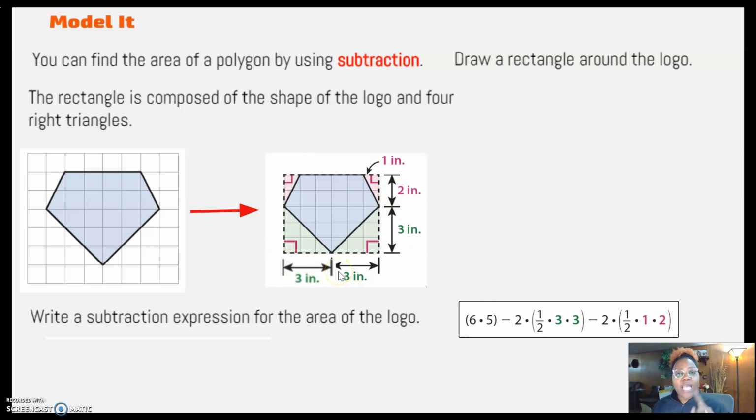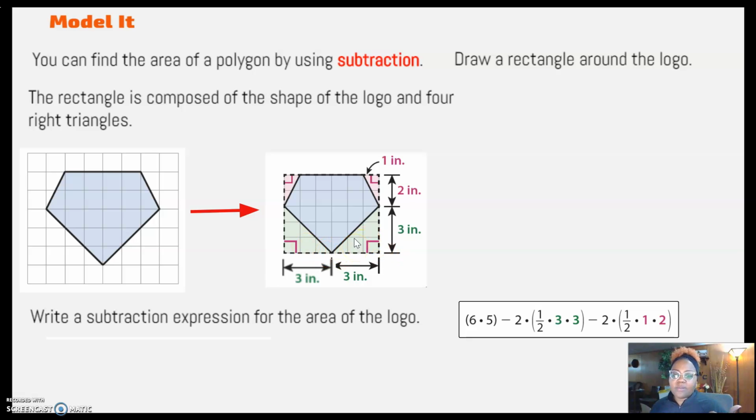But the logo is not a rectangle. It's this little blue kind of odd shaped thing on the inside. So now I have to take the area of all the surrounding pieces and subtract them and get my area. So let's take a look at the green triangles at the bottom.